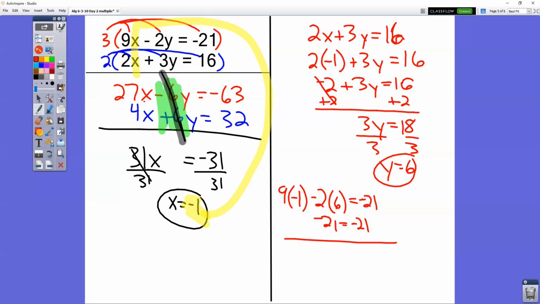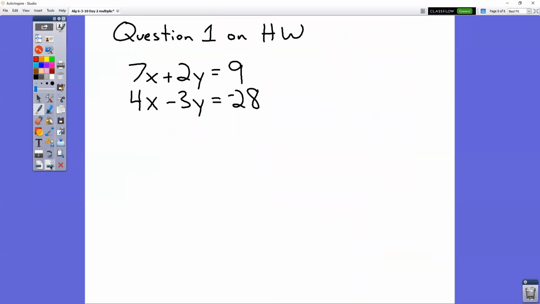If we sub it into the second one, we'd have 2 times negative 1 plus 3 times 6 equals 16. 2 times negative 1 is negative 2, plus 18 does give us 16. So 16 equals 16. It checks. Both of them check, so we know that our answers are correct.